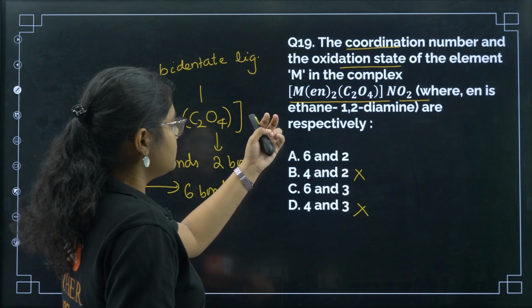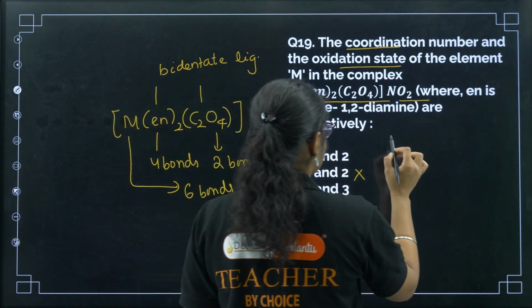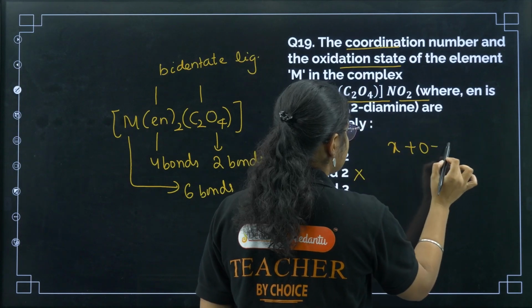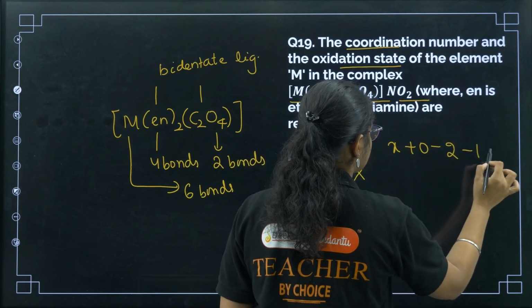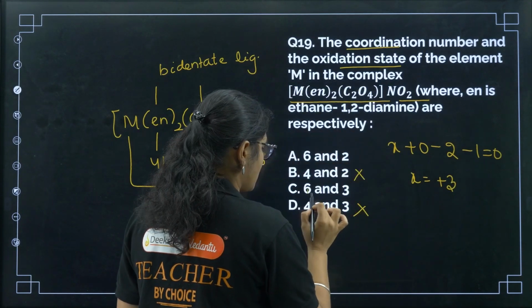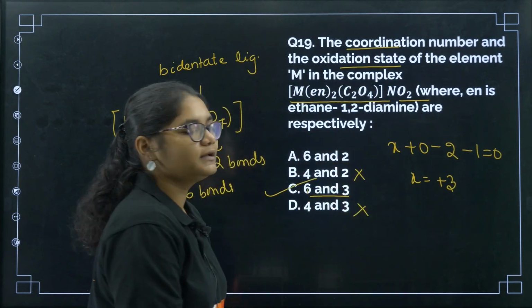Now talking about the oxidation state. So let the metal be M. En is a neutral ligand, 0, C2O4 is minus 1, NO2 is minus 1, and the total is 0, so we will get plus 3, right? So the correct answer will be 6 and 3, option number C.